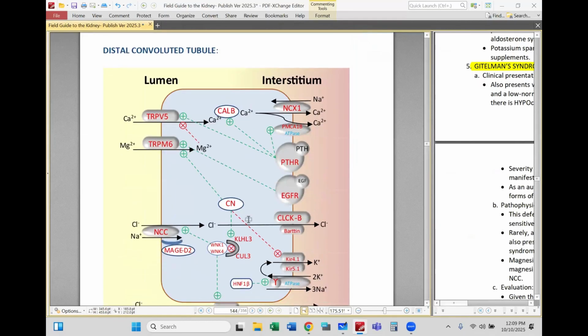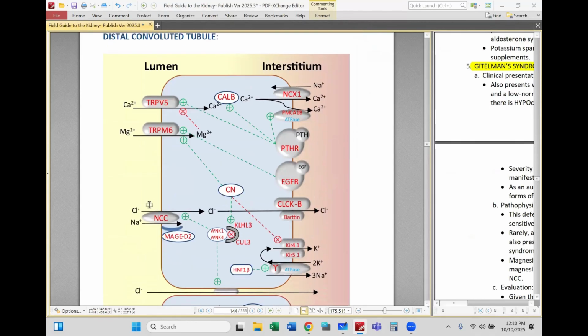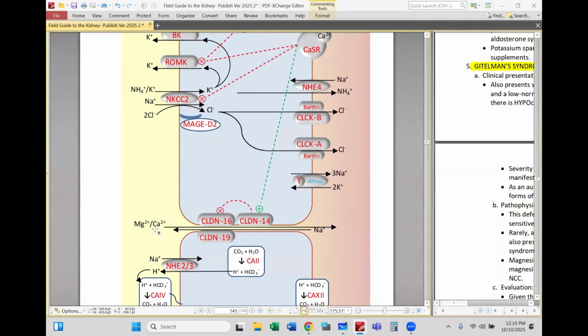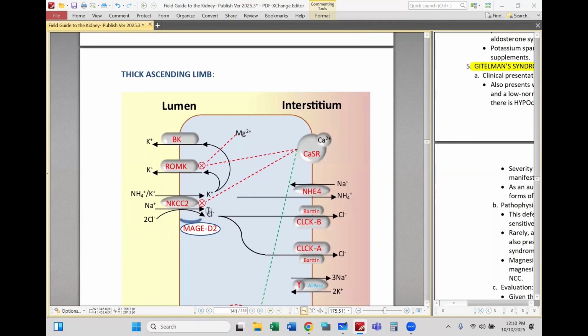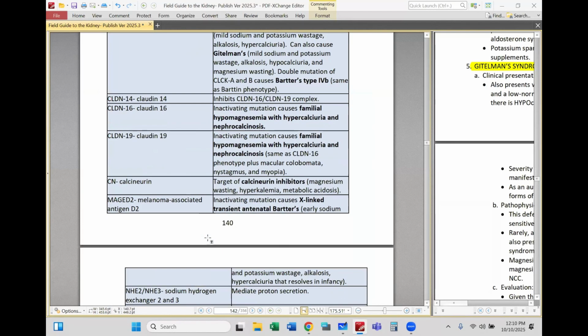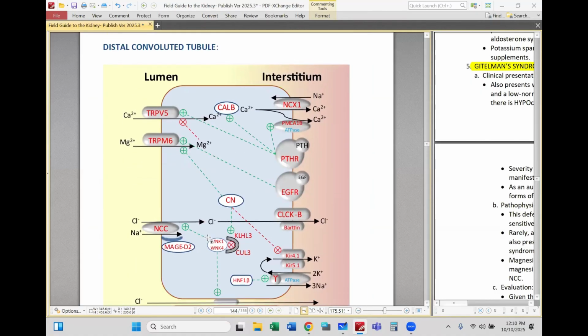The most common defect in a Gittleman's patient is with sodium chloride cotransporter. This is your apical membrane transporter that transports sodium and chloride across the apical membrane. I've already highlighted how there is a bit of a blurring of the line between Barter's and Gittleman's in real life. I mentioned, for instance, that the chaperone protein MAGE-D2 has been described both in Barter's as well as Gittleman's. So here it is in the thick ascending limb. Here we are in the distal convoluted tubule.